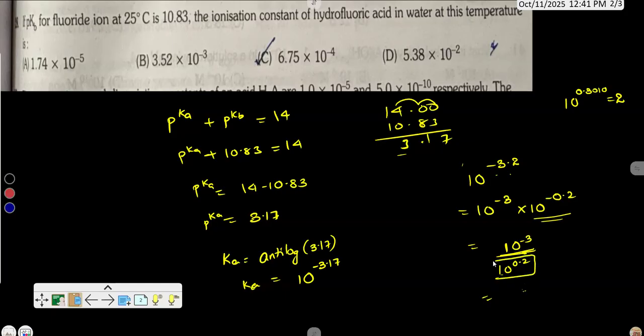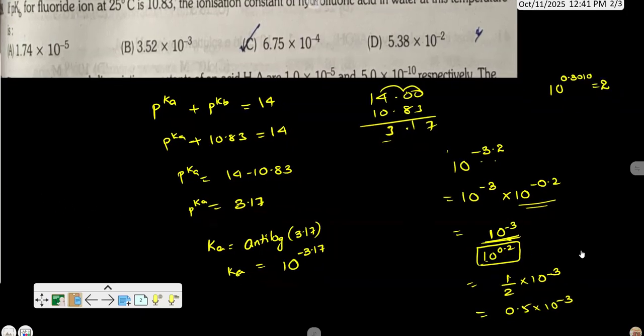Let me take this as 2. So 1 by 2 into 10 power minus 3. 1 by 2 would be 0.5 into 10 power minus 3, which is nothing but 5 into 10 power minus 4. So 5 into 10 power minus 4 would be our answer. But our value was less than 2. That means 10 power 0.2 should be less than 2, because 10 power 0.3 is 2. That means this value will be more than 5. The option for that would be 6.75 into 10 power minus 4. So according to the options, it is 6.75 into 10 power minus 4.